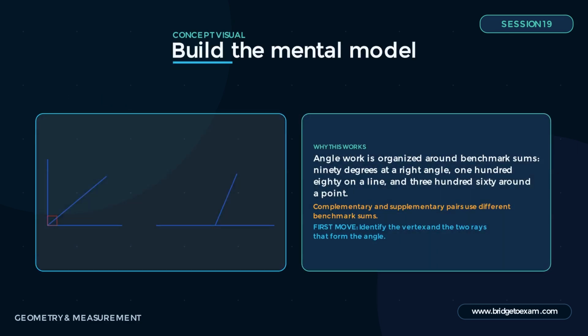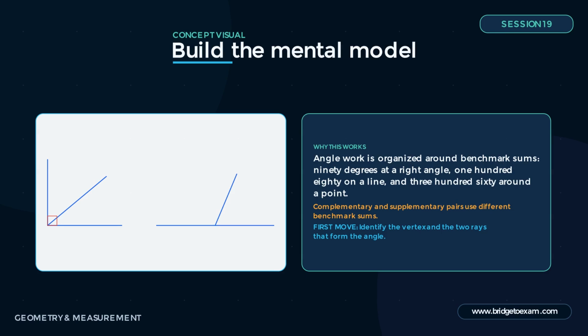Start with concept visual. The complementary and supplementary pairs use different benchmark sums. The triangle angles give another important 180-degree relationship. Read every label as evidence about what is known, what is unknown, and which measurements actually belong in the model.